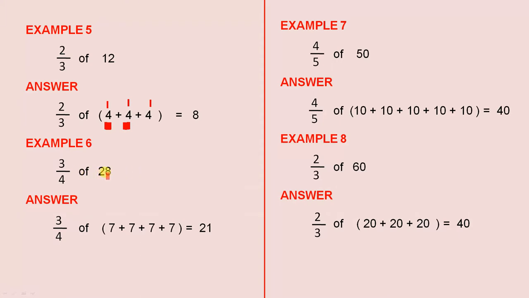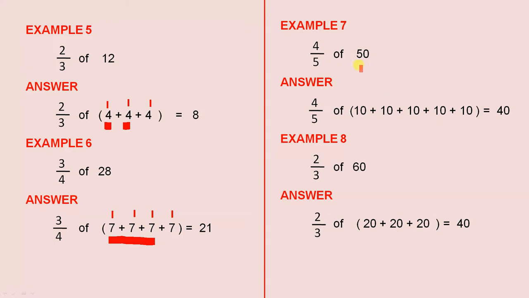3/4 of 28. The 4 tells us that 28 is divided into four groups. Each group contains 7. The 3 tells us that we're interested in three of those groups. Hence, 3/4 of 28 equals 21. 7, 14, 21.